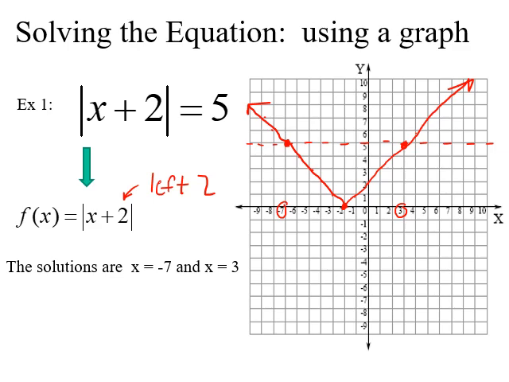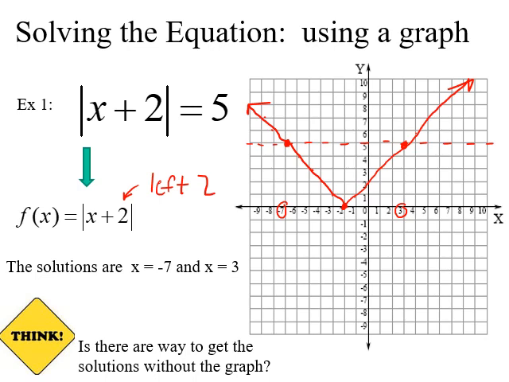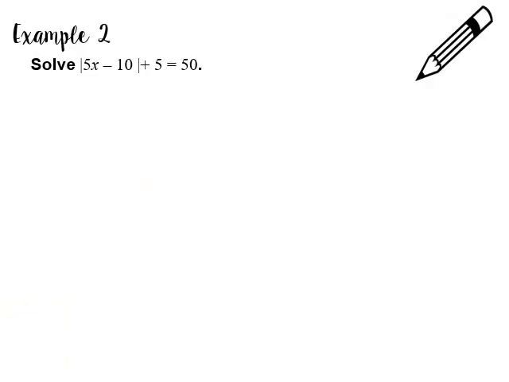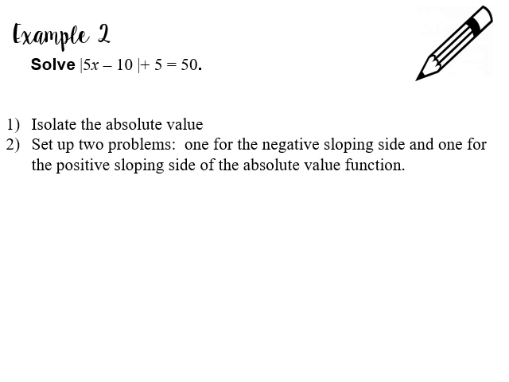Now, as you could see when I was doing the example, it was tough to find exactly where those 2 points are, especially if they're not whole numbers. So we want to see if there's a better way to find these solutions without having to graph all the time. Here's our first example that we're going to do together. Every time we have an equation that has an absolute value symbol, there are 2 steps. We're first going to get that absolute value symbol by itself. That's what isolate means. We're going to get it alone on one side of the equal sign. After that, in order for us to get our 2 solutions, we need to set up 2 problems: one for the negative sloping side, like we talked about on the graph, and one for the positive sloping side of that absolute value function.